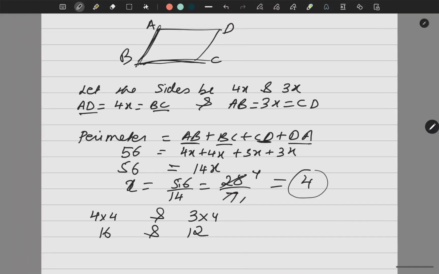So this is what you have for the parallelogram and the quadrilaterals and the rhombus and the squares.